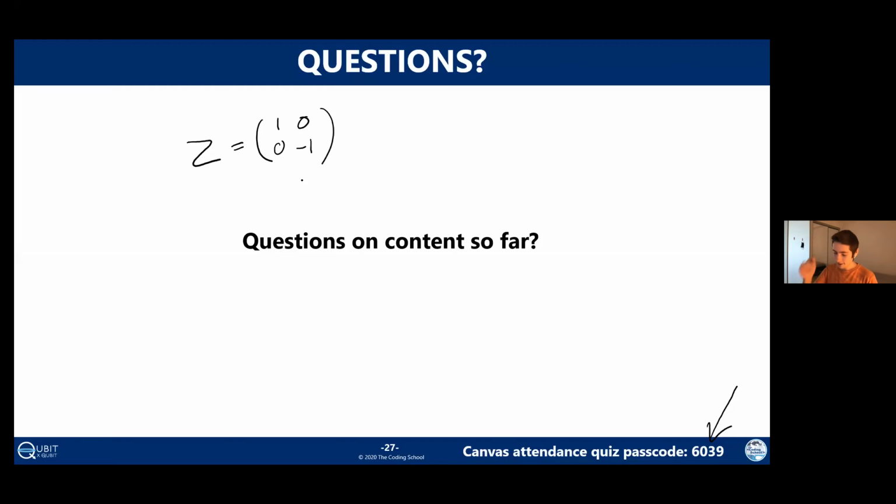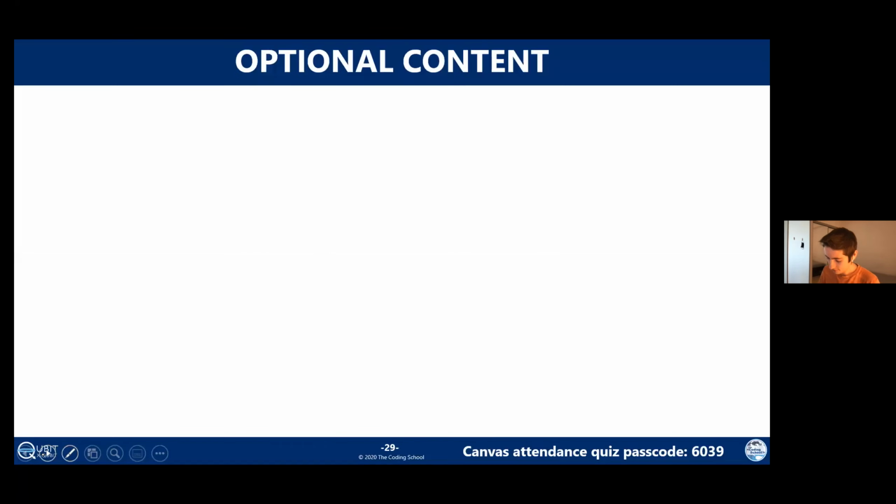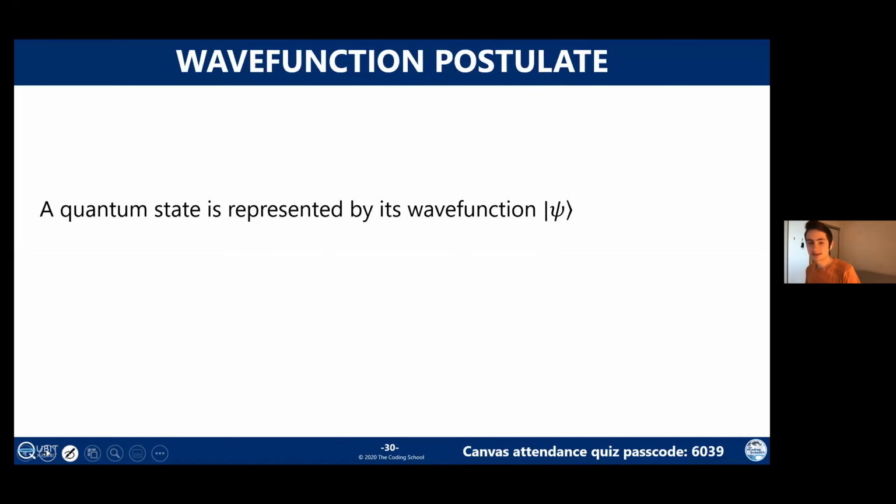Okay, cool. So I am going to move on to the optional content. Now, as I said, the optional content is going back to the first half of the lab, which is talking about guitar strings, right? So let's try and forget all of the stuff about the postulates for now and go back to the example of guitar strings. Now, a quantum state is represented by its wave function psi. This is the wave function postulate, right? So what might that look like in the world of a guitar?